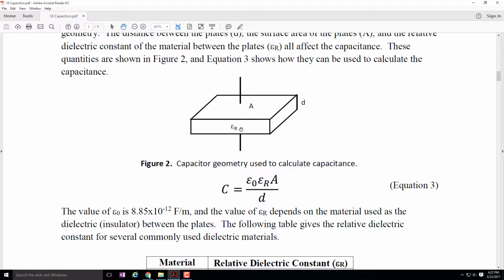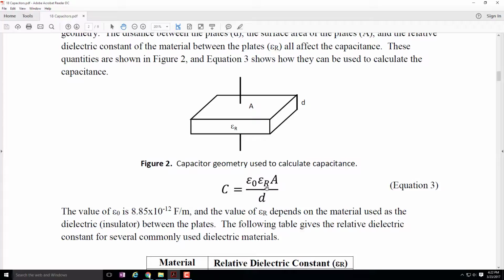We also need to know something about the material that is between the plates. Now, it could be a solid, it could be a liquid, it could be a gas. Most often, it's going to be a solid. But this epsilon sub r here, that's going to represent the dielectric constant. Actually, epsilon sub r is the relative dielectric constant.